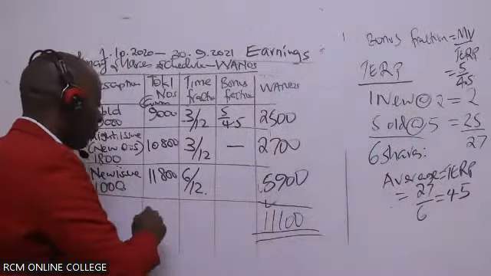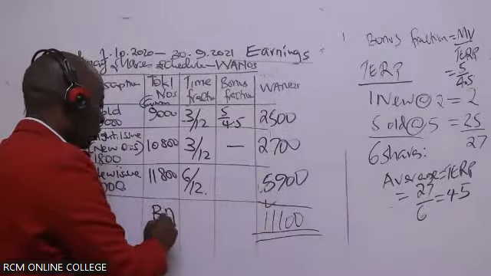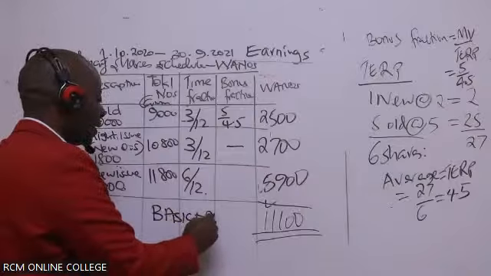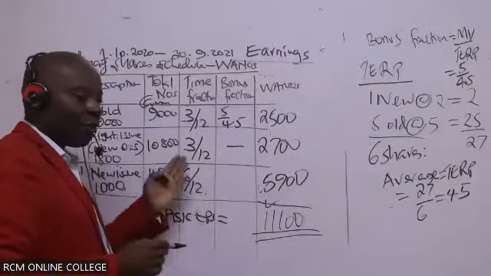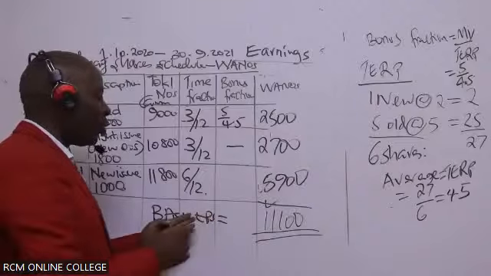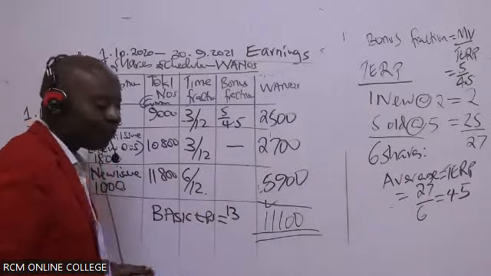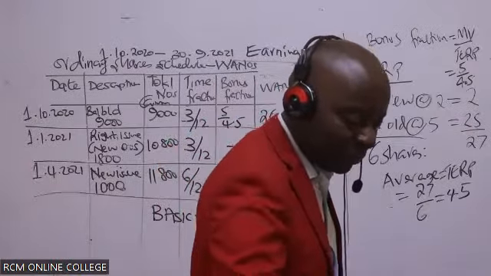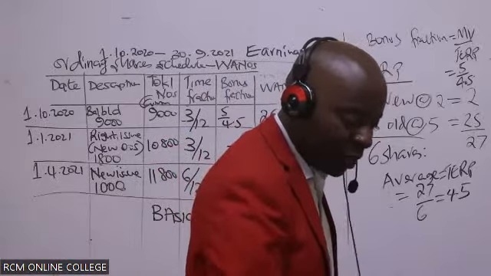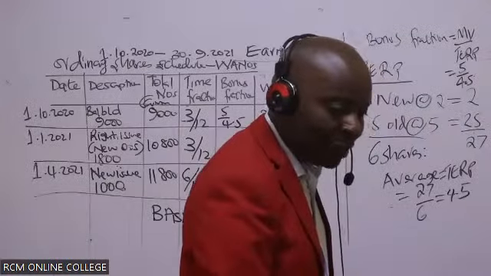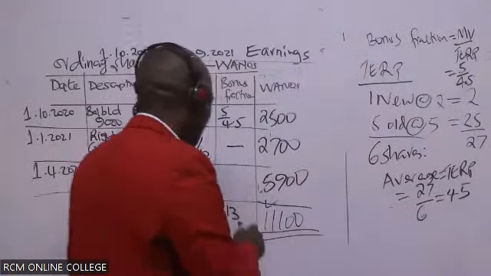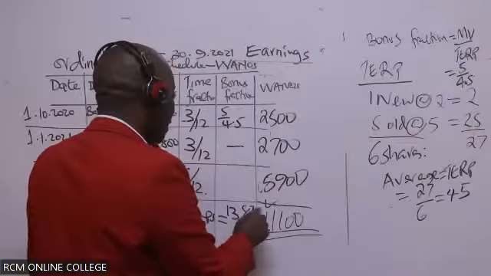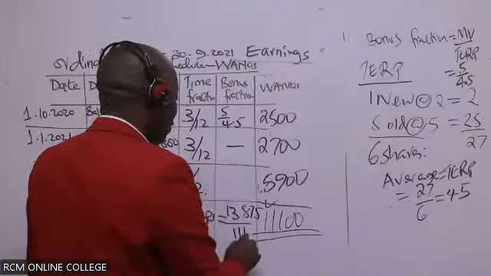2021. So our basic EPS is the PAOs, profits attributable to ordinary shareholders. If I remember very well, you gave me a figure of 13,875. Thank you very much. 13,875 all over the weighted average number of shares, 11,100.